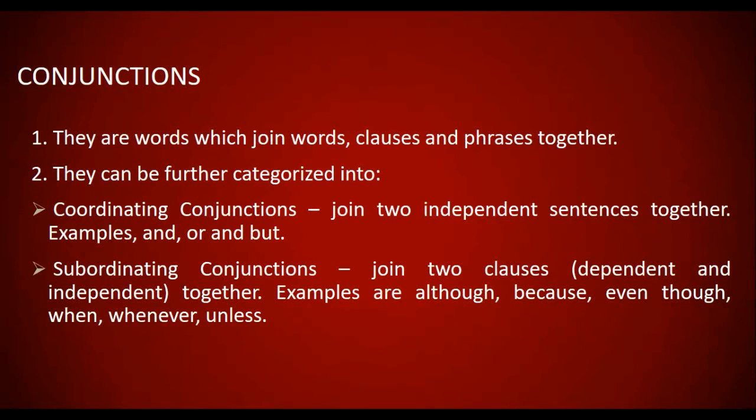Although is making this sentence dependent. Although I was busy. Now this is a dependent clause. It doesn't convey complete meaning until and unless there is a main independent clause attached to it, right? So subordinating conjunctions always join two clauses, dependent and independent. So there are again a number of examples like although, because, even though, when, whenever, unless. So there are many.